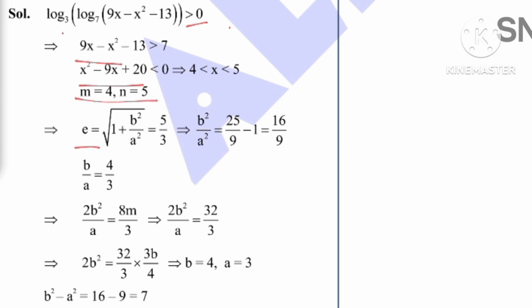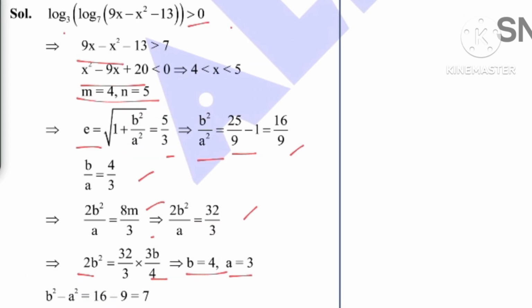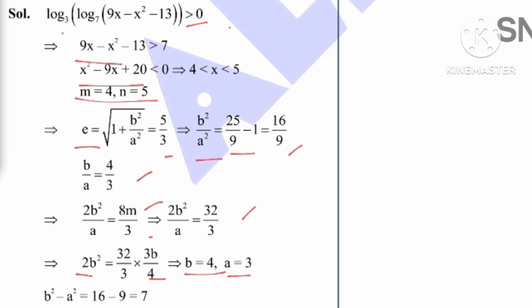Now eccentricity equal to root over 1 plus b square by a square, that is equal to 5 by 3. B square by a square is equal to 25 by 9 minus 1, that is 16 by 9. B by a is equal to 4 by 3. 2b square by a is equal to 8m by 3, that is 32 by 3. Now b is equal to 4, a is equal to 3. B square minus a square is equal to 16 minus 9 is equal to 7.